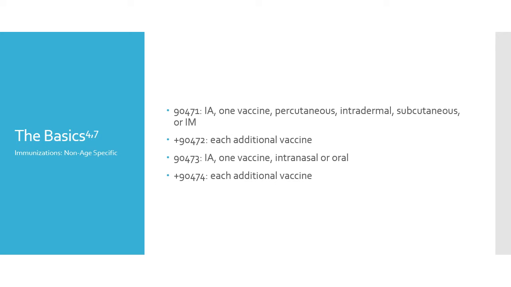Age specific or non-age specific. These are the codes for non-age specific immunization coding. As you can see, 90471 covers your percutaneous, intradermal, sub-Q, or IM injections, and then 90472 is each additional vaccine you gave. 90473 covers intranasal or oral, and then 90474 is each additional of those intranasal or oral vaccines.